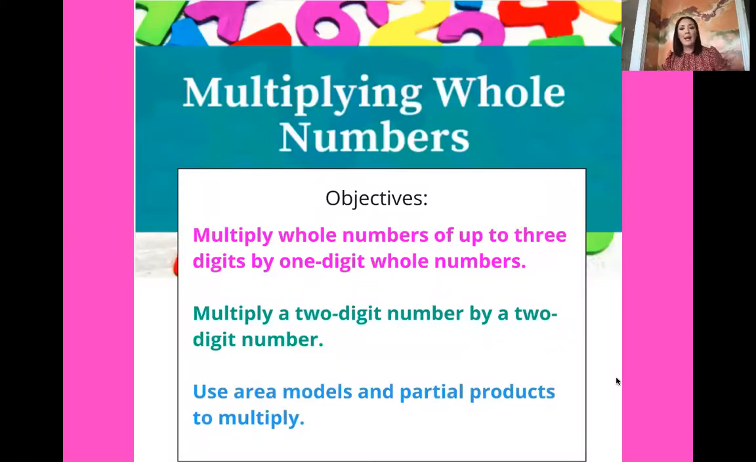Okay, great. So this unit that we're starting is going to have us focus on 3 different concepts. We're going to multiply whole numbers of up to 3 digits by 1 digit. We're going to multiply 2-digit numbers by 2-digit numbers, and we're going to use area models and partial products to help us do all of that.